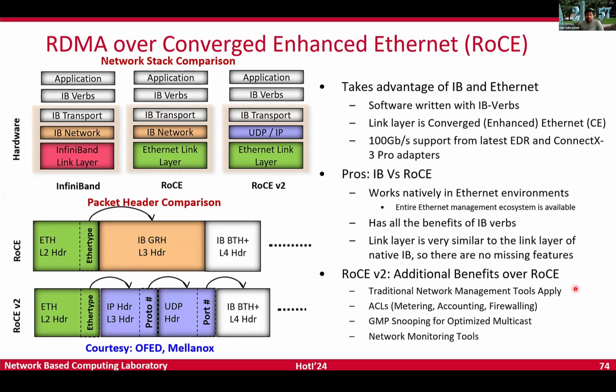So with RDMA over Converged Enhanced Ethernet, RoCE, the benefit is that you are able to make your IB packets go over regular Ethernet networks, either at the L2 level or at the L2 and L3 levels, by changing the last one or two layers of your packet's protocol.